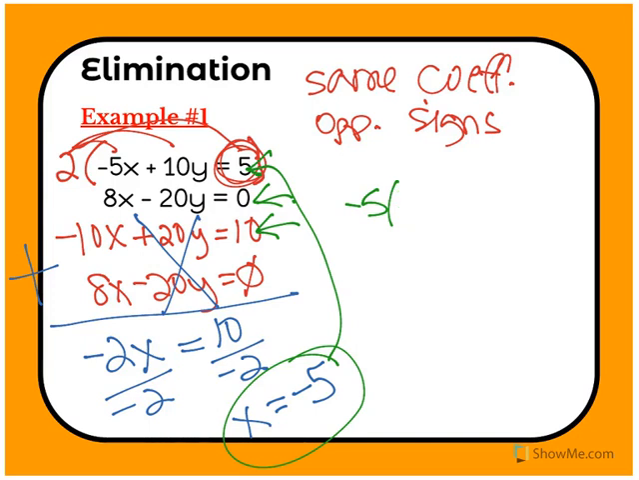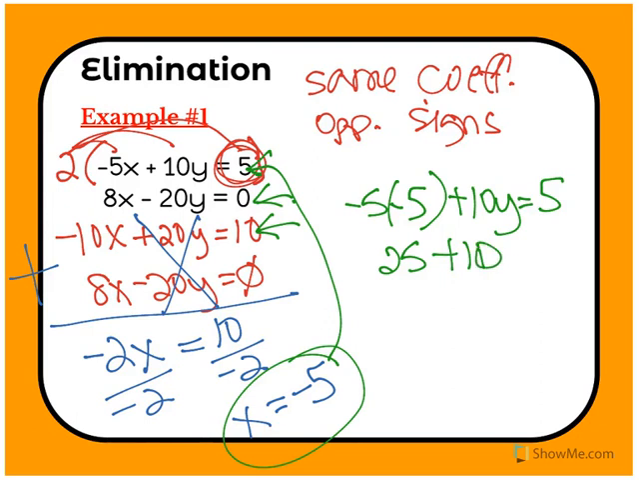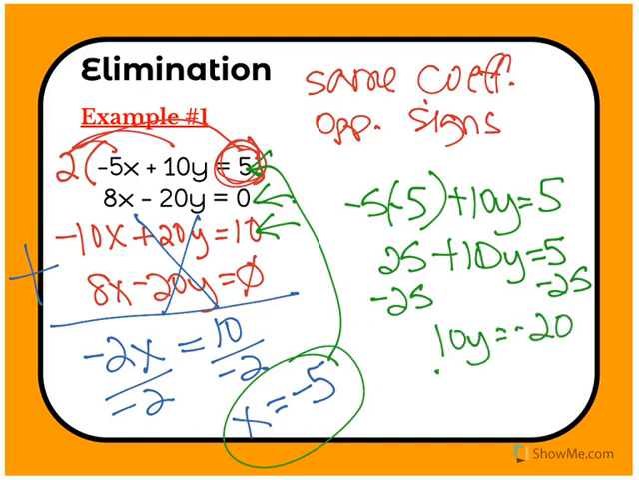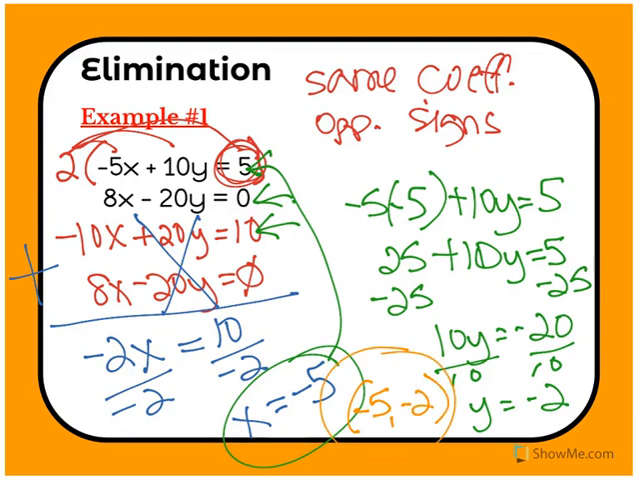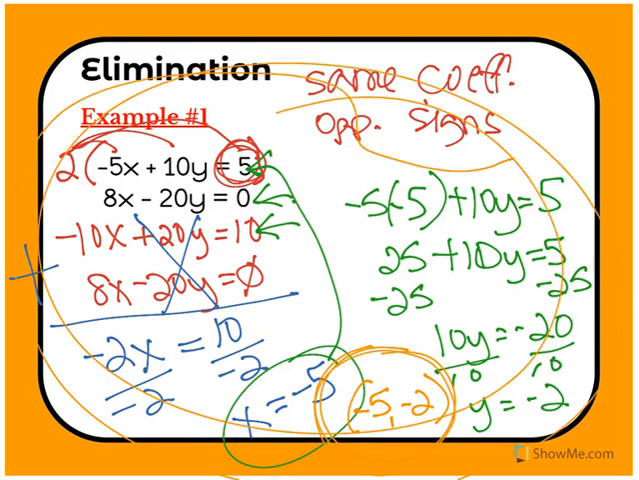Oops. It helps though if I use the right numbers. So negative 5 times negative 5 plus 10y equals 5. Negative 5 times negative 5 is 25, plus 10y equals 5. Subtract the 25. 10y equals negative 20. Divide by 10. And y equals negative 2. So our answer is the point negative 5, negative 2. Yes, that's a lot of work. Yes, it is. You absolutely must show all of this work to get to that answer.